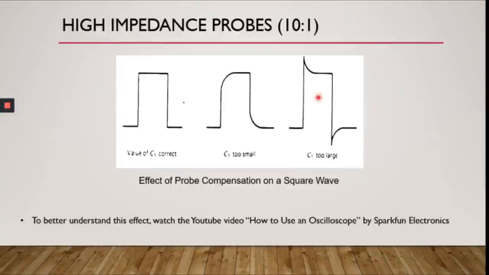So in the video, you'll see this waveform when the value of the capacitor is correct, when the value of the capacitor is too small, and when the value of the capacitor is too large. So we are going to adjust the value of the capacitor to get this perfect square wave shape. So this is the title of the video, and the link is available in UTeM.